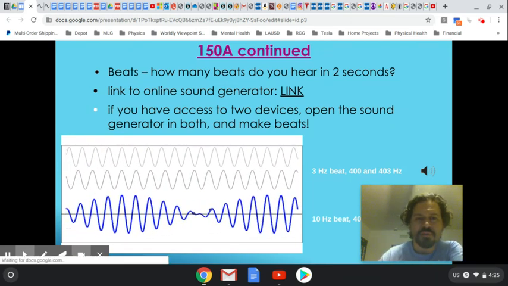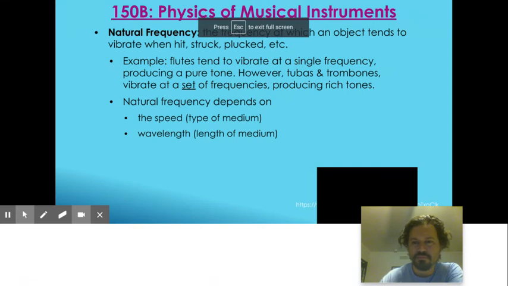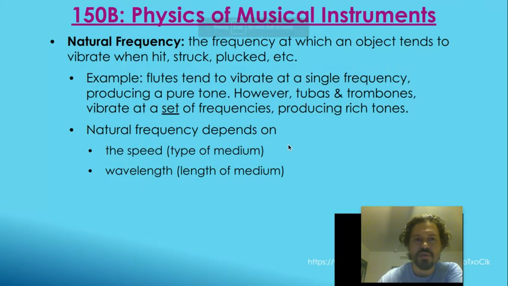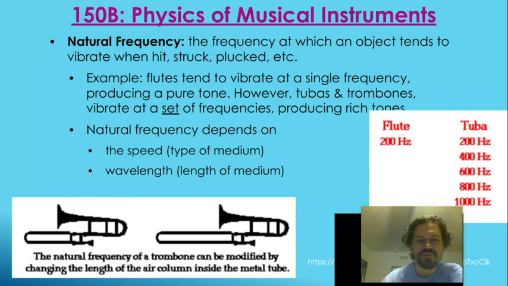So, moving along. There we go. Some things have natural frequencies. Stringed instruments, some things tend to vibrate at a single frequency. A flute is another example. Other things have sets of frequencies. And so these depend on the medium that we're in and the wavelength of those. So here's an example of something that's at a set frequency, and things that have a combination.